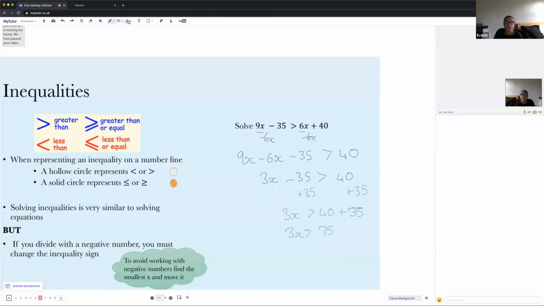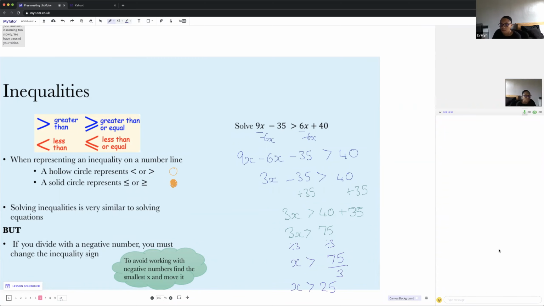And then the last thing to do is to divide by 3 on both sides. So 3x divided by 3 gives us x, and then 75 divided by 3, now that is just 25. So you should get x is greater than 25.